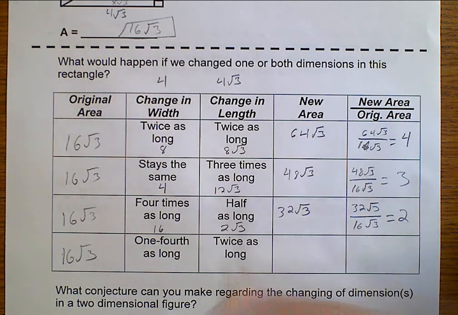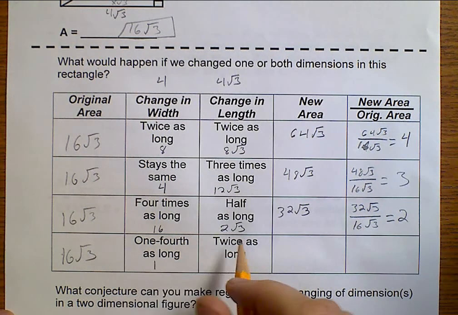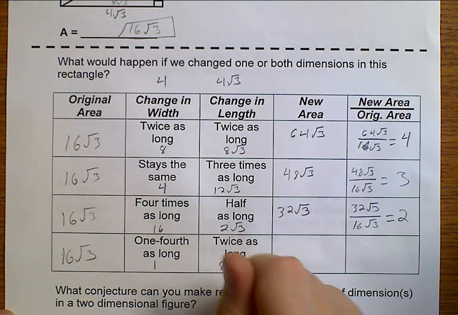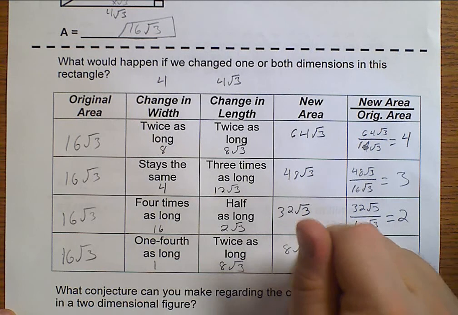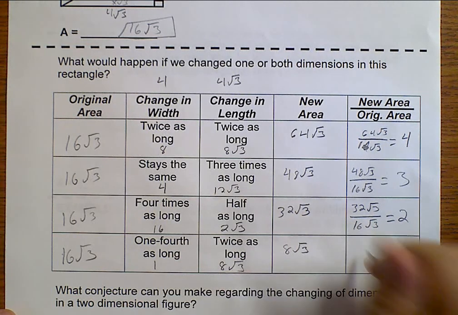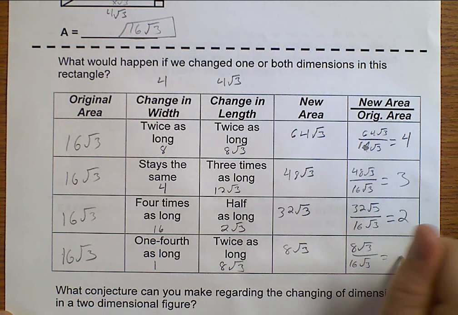And our last example, 1/4. So 1/4 of 4 is 1. Twice, that needs to be 8 square root of 3. Gives us 8 square root of 3. And if I do 8 square root of 3 over 16 square root of 3, I get 1/2.